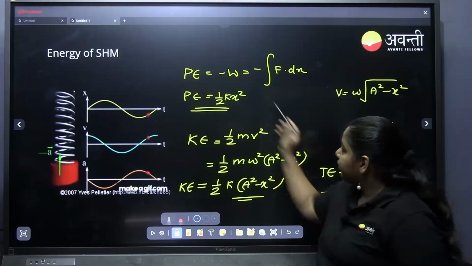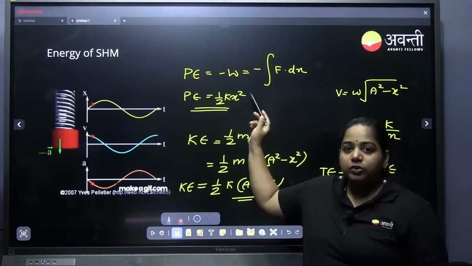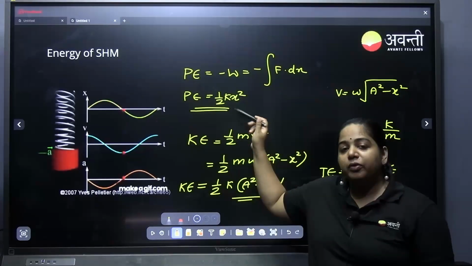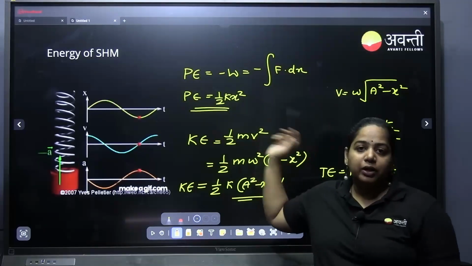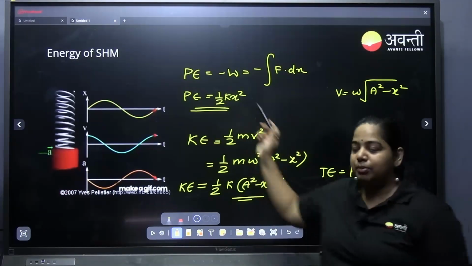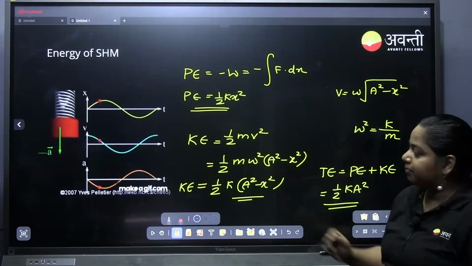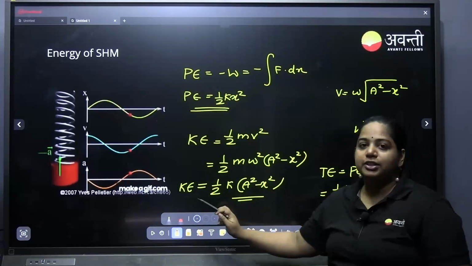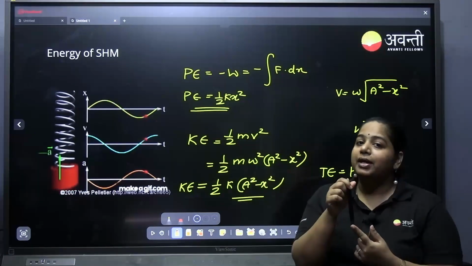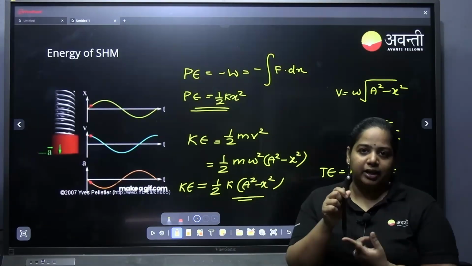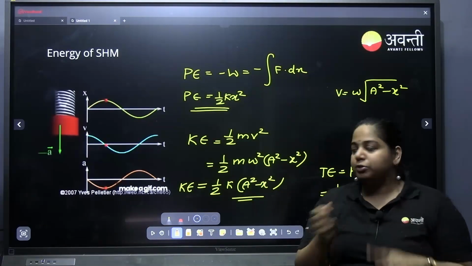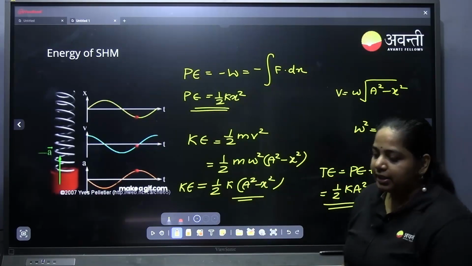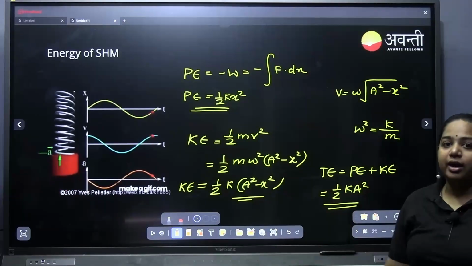Now, when x equal to 0, at mean position, potential energy is 0. When you take extreme position, x equal to a, potential energy is maximum and is equal to total energy. Coming to kinetic energy, at x equal to 0, kinetic energy is maximum. Kinetic energy is maximum at mean position. Why? Because velocity is maximum there. Velocity is 0 at extreme position. So, at the extreme position kinetic energy is 0. Is that clear? Based on this, we have to draw a graph.